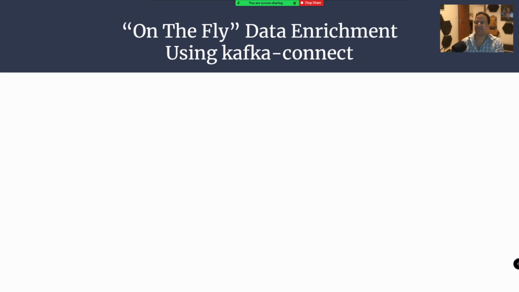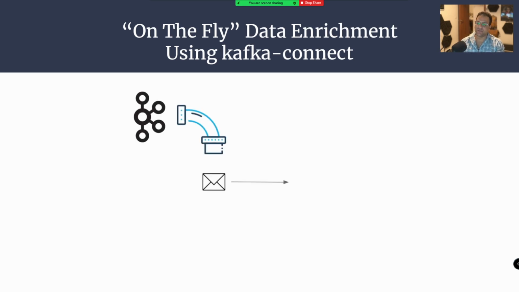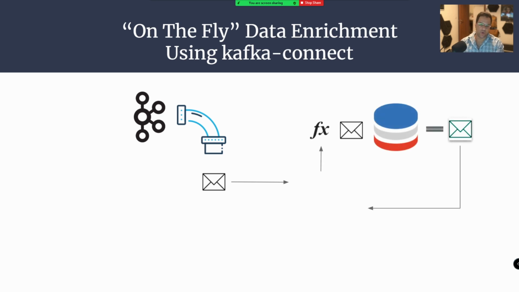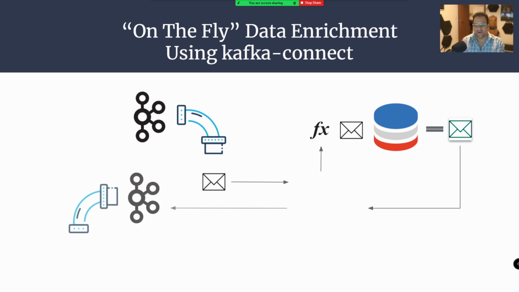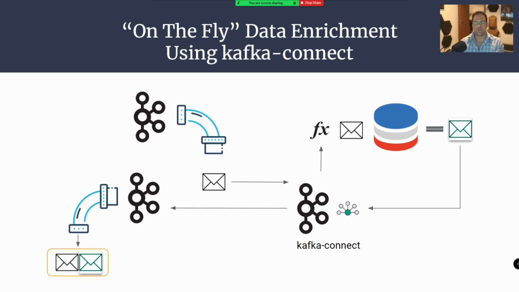Let's try again. What we're going to do now is on-the-fly data enrichment using Kafka Connect. In this case, we are going to get a message, and we want to apply an enrichment function on an external data source, and create an enriched message at the end of our pipeline, but this time we would like to host our enrichment code in Kafka Connect.